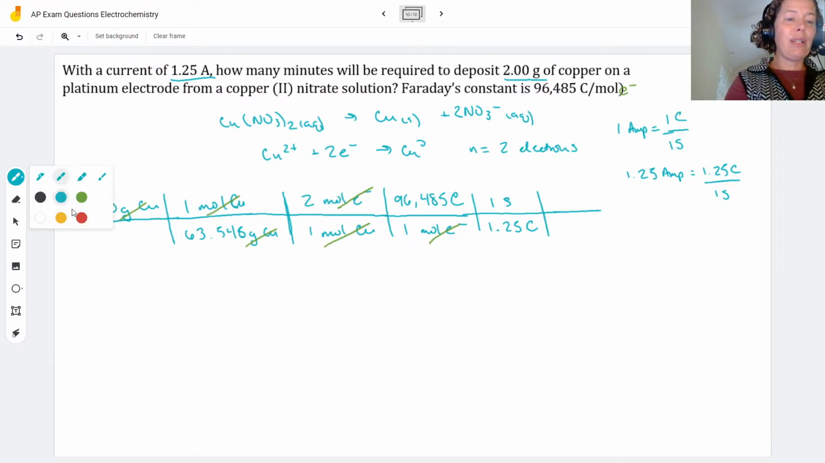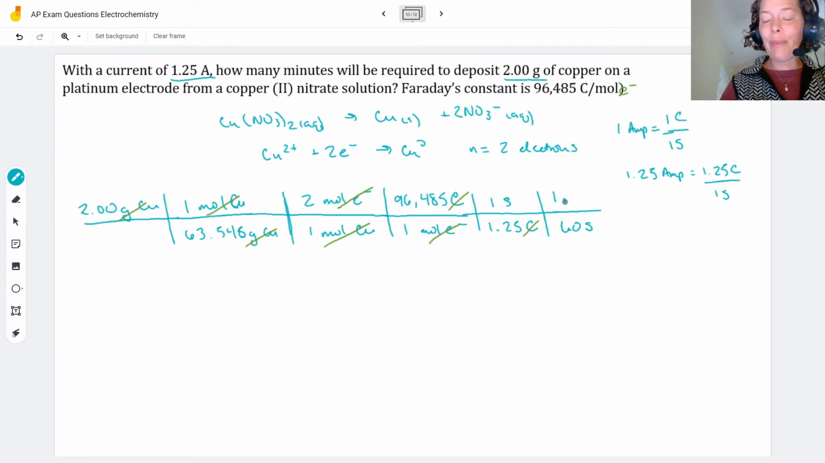And now for the final one, it's going to be really easy. But let me show my coulombs have canceled. Now I've got seconds. So there are 60 seconds in 1 minute. And that is what the problem asks us for. It asks us for minutes. So I'm actually going to put this down here. So that is our calculation.